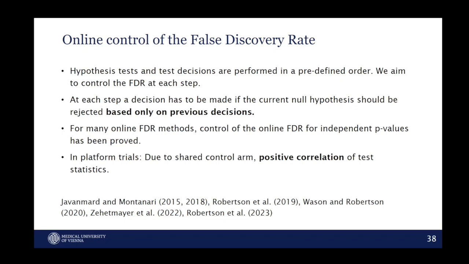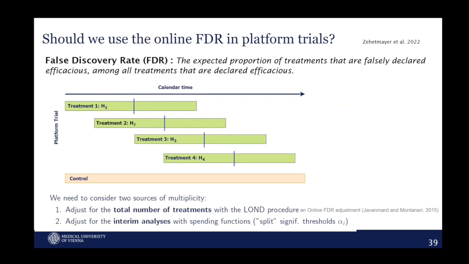And for many online procedures, they only work for independent p-values, but in platform trials, we have positively correlated test statistics, and there's some work on this topic. So how can you use such new methods in platform trials?